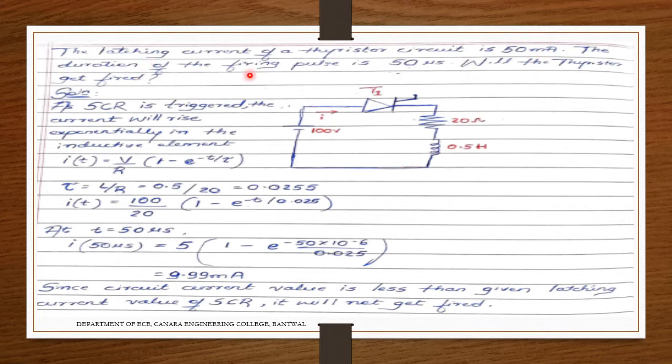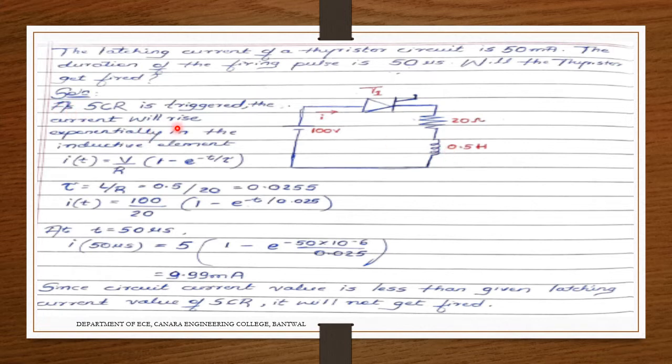The duration of the firing pulse is 50 microseconds. Will the thyristor get fired? So I have to check, using the 50 microseconds, the duration of the firing pulse, whether the current is above 50 milliamps or below 50 milliamps, and whether the thyristor will get on or not. The circuit given has a 100 volt source and an SCR, which we call T1, connected to 20 ohms and a 0.5 Henry inductor.